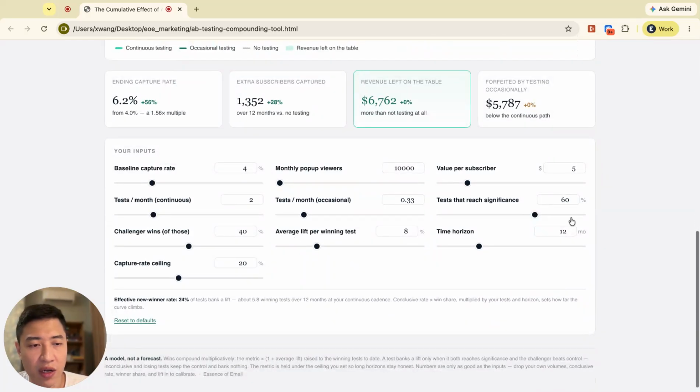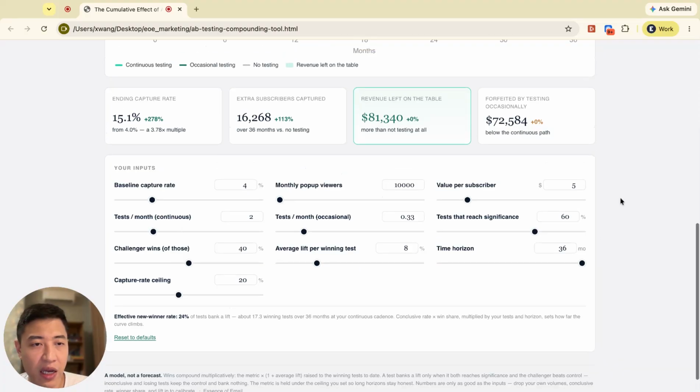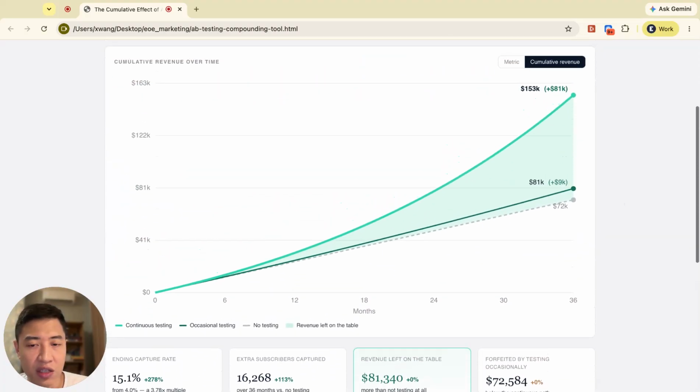Now, the interesting part is just like with investments and compounding interest over time, if we extend out the time horizon, let's say by 2 years here to 36 months, you're going to start seeing a bit of an exponential growth here. So over that time period, now we're really differentiating here, and we're getting about an 81K lift, which is quite significant over this time period. It's actually more than double the baseline. Whereas if you do the occasional testing, you're seeing a little bit of lift, but nothing too significant.